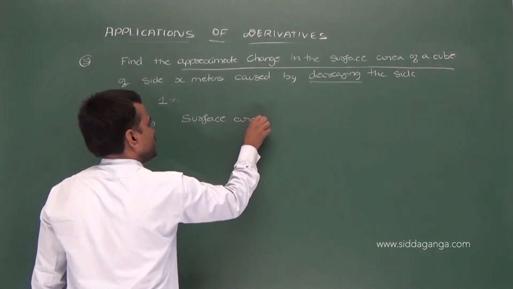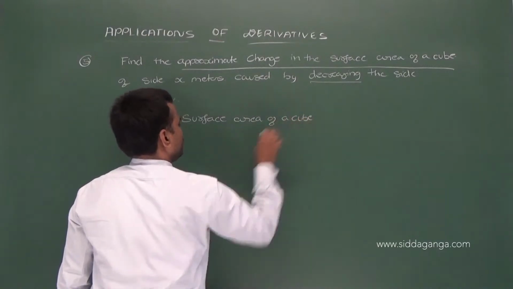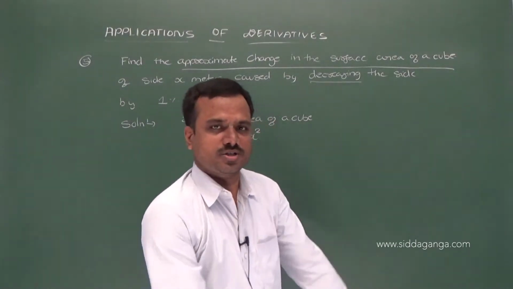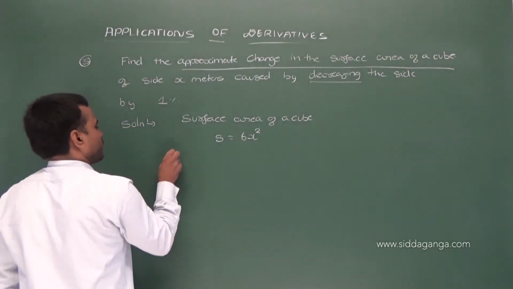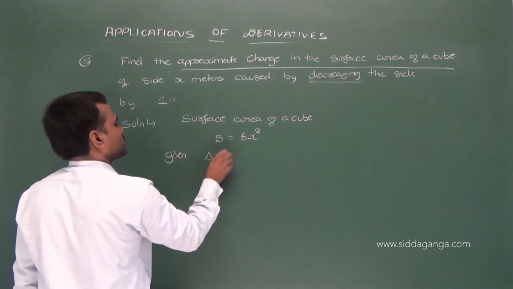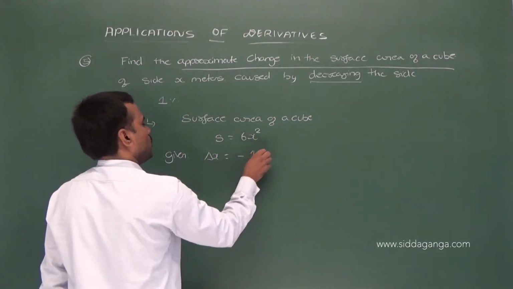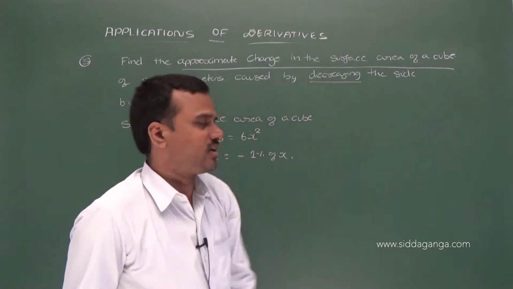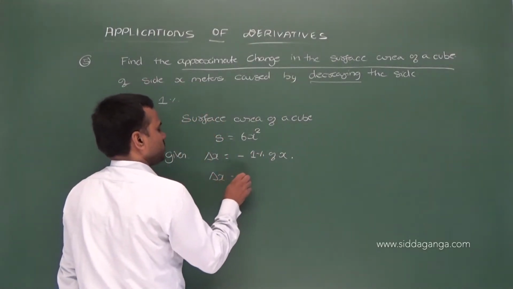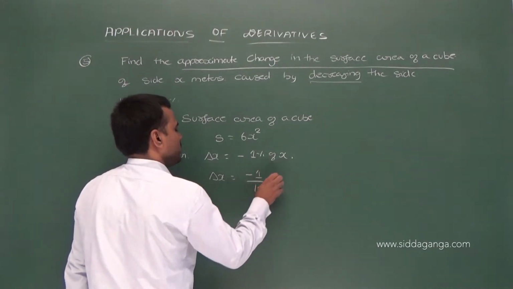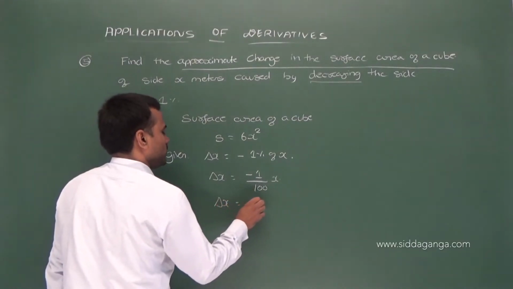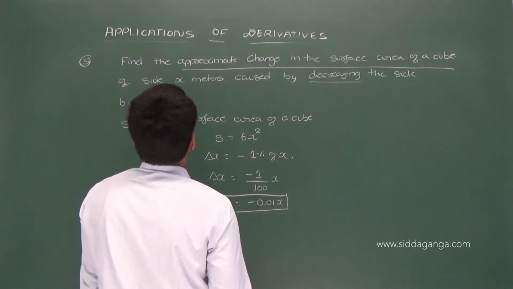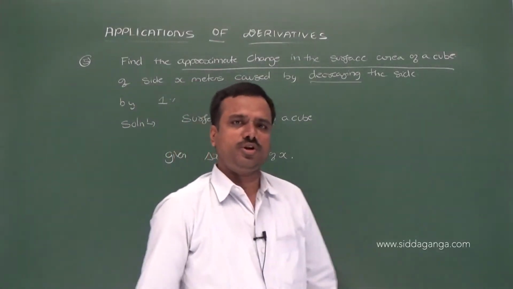Surface area of a cube, you know the formula. S is equal to what? 6x square. Correct now? S is equal to 6x square. Okay, given delta x is equal to minus 1% of x. Why do we write the minus? Because he has given decreasing, that's why I write minus. So delta x is equal to minus 1 divided by 100 into x. Delta x is equal to minus 0.01x. The unit is meter. If you want to write it, no problem.